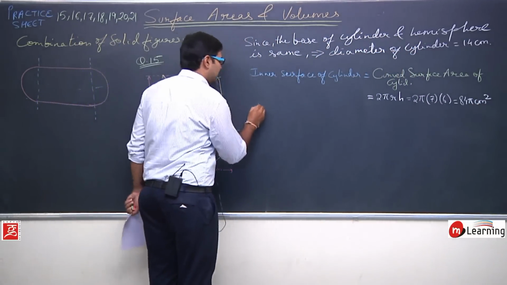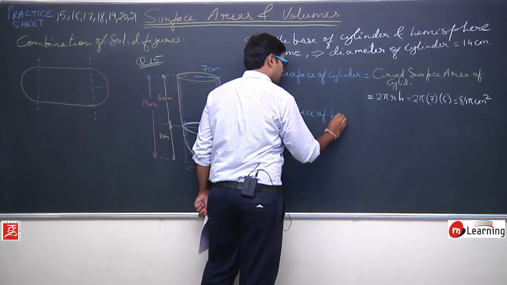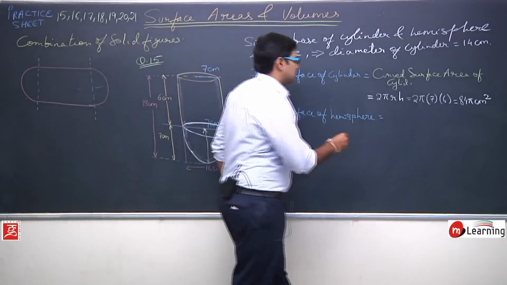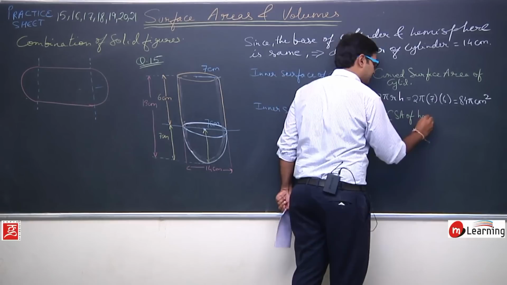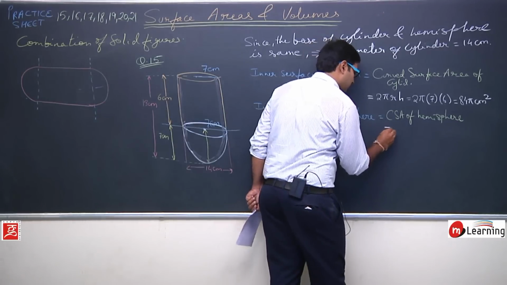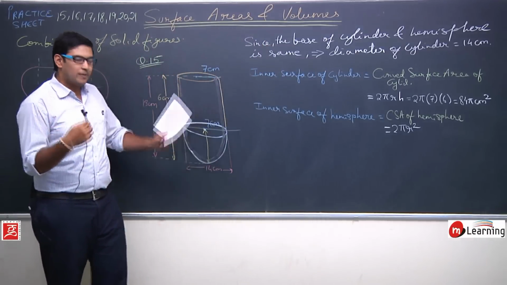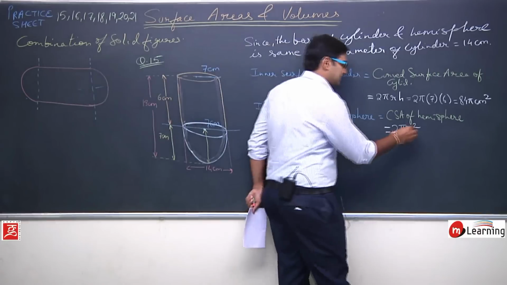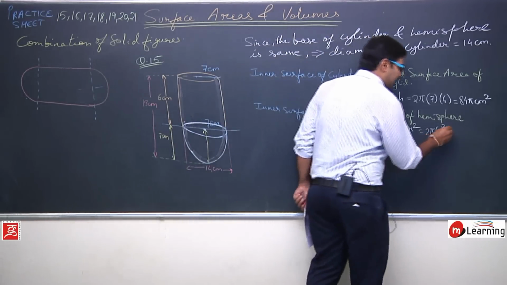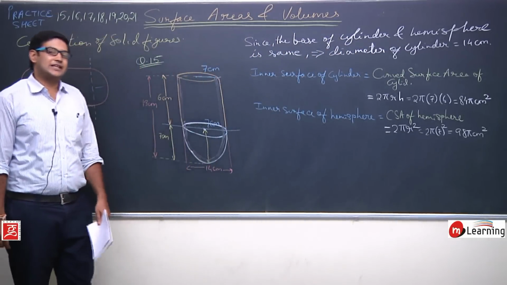Now what is the inner surface of the hemisphere? Inner surface of the hemisphere means the curved surface area of the hemisphere. What is the curved surface area of a hemisphere? You know the formula: it is 2 pi r square. The radius of the hemisphere is 7. So here I can write it is 2 pi into 7 square. 7 square is 7 sevens are 49, and 49 into 2 is 98. So this is 98 pi centimeter square. This is the curved surface area of the hemisphere.